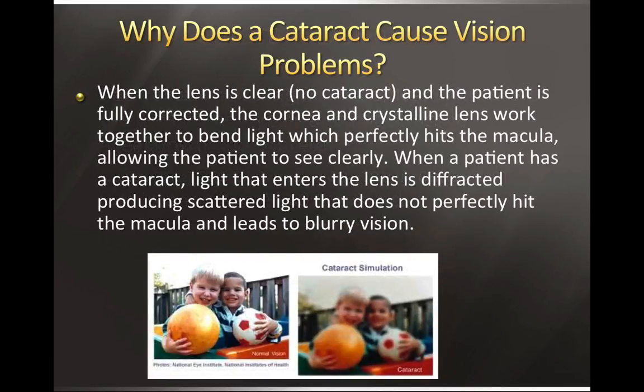Why does a cataract cause vision problems? When the lens is clear and the patient is fully corrected, the cornea and crystalline lens work together to bend light, which perfectly hits the macula, allowing the patient to see clearly. When a patient has a cataract, light that enters the lens is diffracted, producing scattered light that does not perfectly hit the macula and leads to blurry vision.